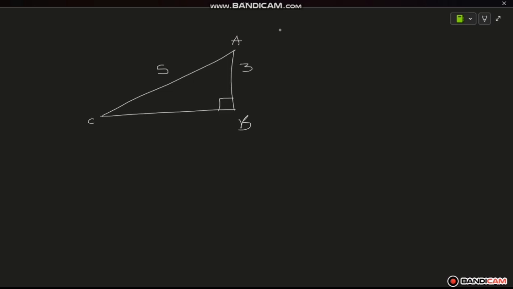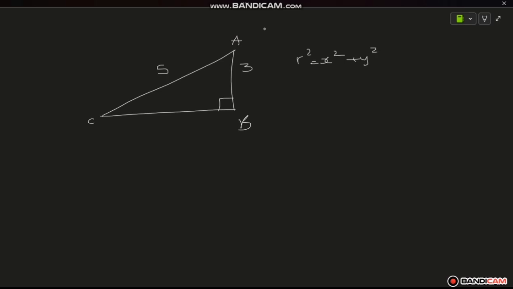The hypotenuse is 5, the opposite is 3. Then they want us to determine BC, that's X, the adjacent. So we can see that this is a right angle triangle, therefore we can use what? Theorem of Pythagoras to determine BC, or the length of BC. I hope that makes sense. You cannot use theorem of Pythagoras in any triangle but a right angle triangle.